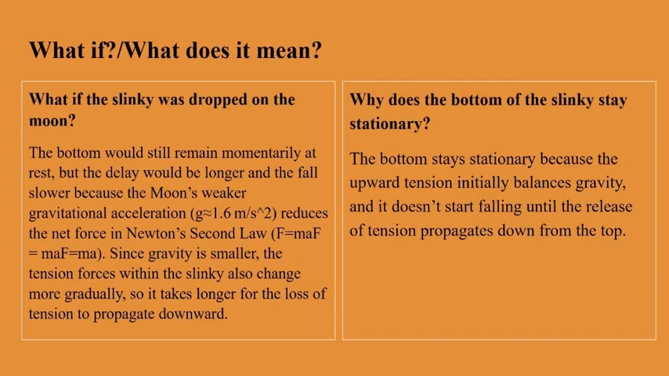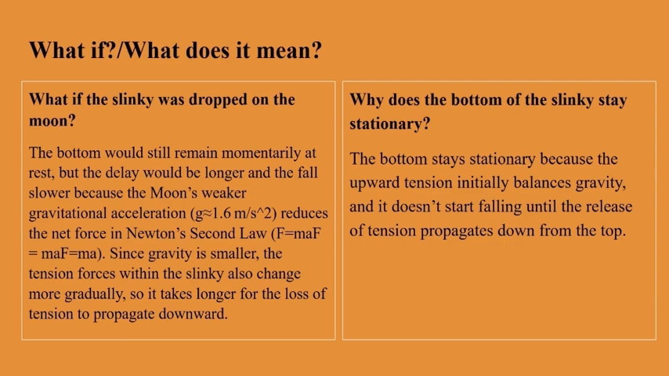For the what if question, we have what if the slinky was dropped on the moon. The bottom would still remain momentarily at rest, but the delay would be longer and the fall slower because the moon's weaker gravitational force, which is 1.6 meters per second squared compared to Earth's 9.8 meters per second squared, reduces the net force in Newton's second law. Since gravity is smaller, the tension forces within the slinky also change more gradually, so it takes longer for the loss of the tension to propagate downwards.